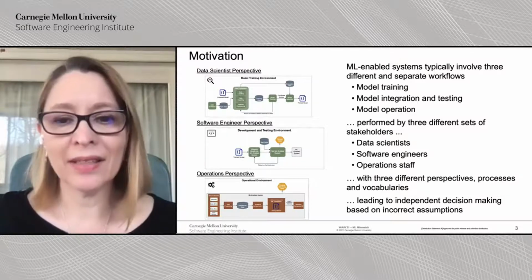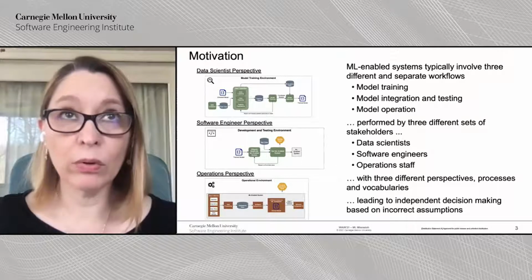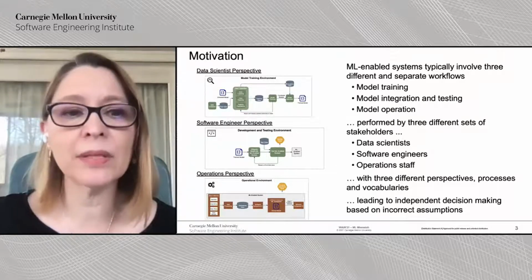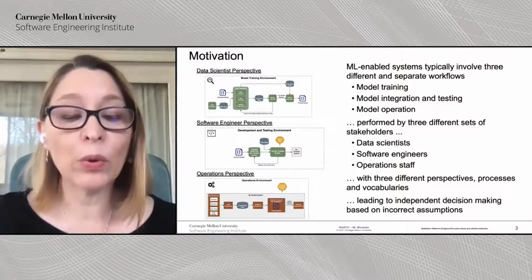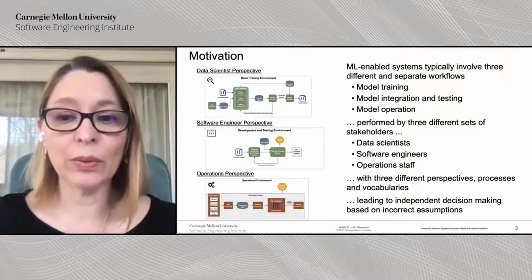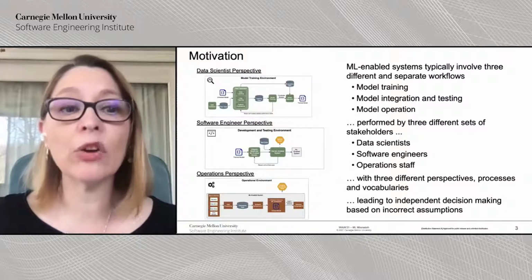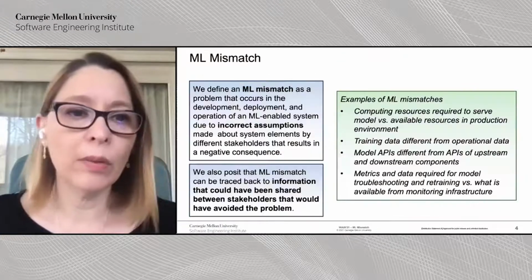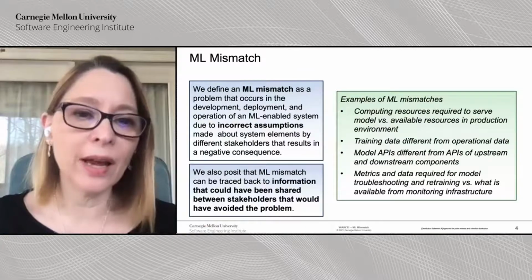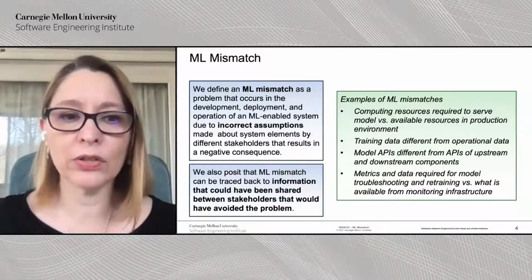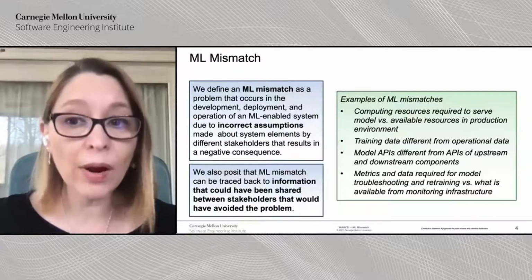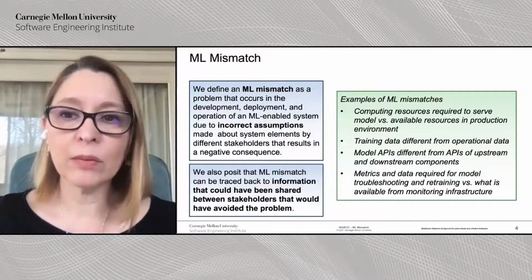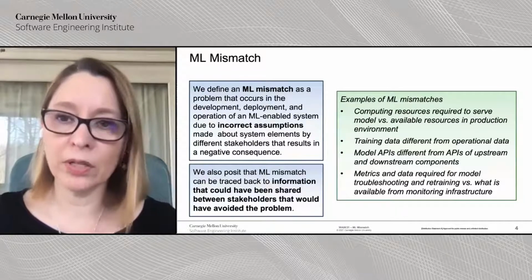What happens is that if you think about how these three groups are, they're very different. They have different perspectives, they have different processes, and sometimes they even have different vocabularies. So this can lead to independent decision-making based on incorrect assumptions about realities of the system. We call this problem ML mismatch. Therefore, we define ML mismatch as a problem that occurs in the development, deployment, or operation of ML systems that is due to incorrect assumptions that different stakeholders made about different parts of the system.